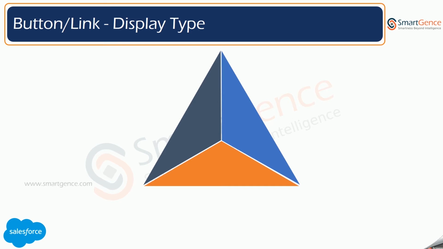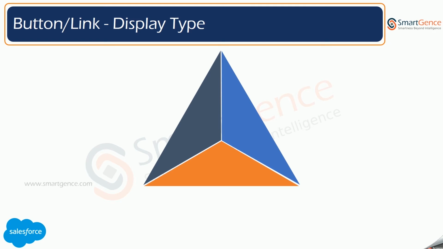Before jumping into the display type, I hope we have discussed the detail page and the edit page during our page layout session, but I just want to reiterate them here. Firstly, the detail page is the page where the details of the record are shown. Whereas the edit page is where we are navigated when we click on the edit button, and we'll be able to edit the records, right? So that page is called the edit page.